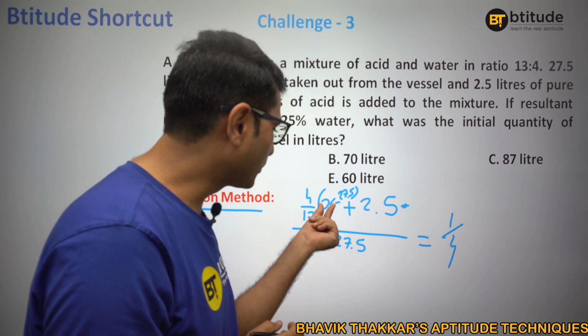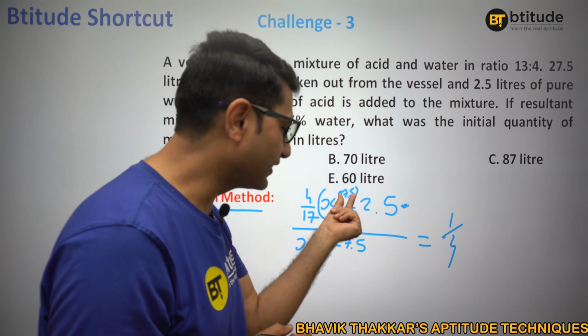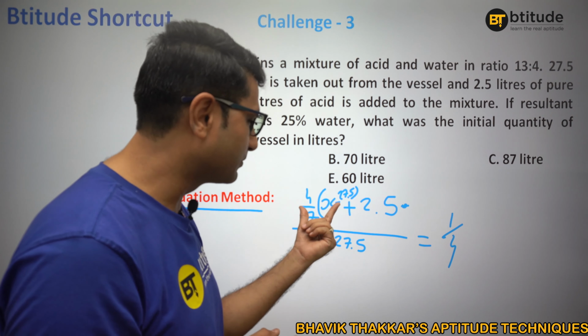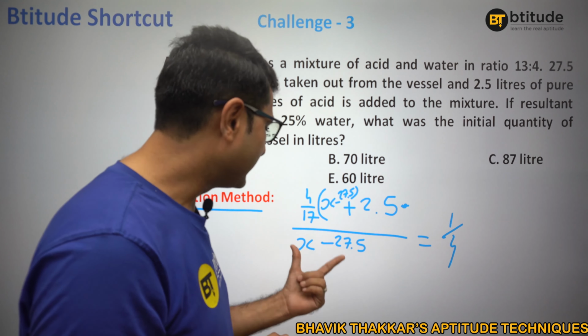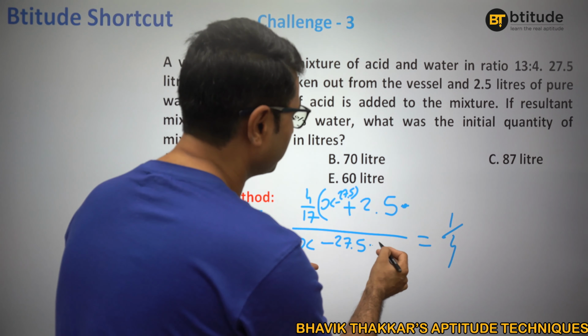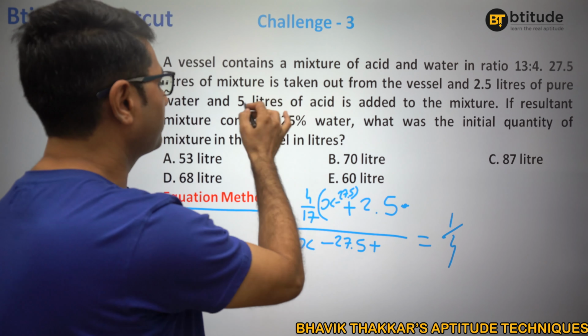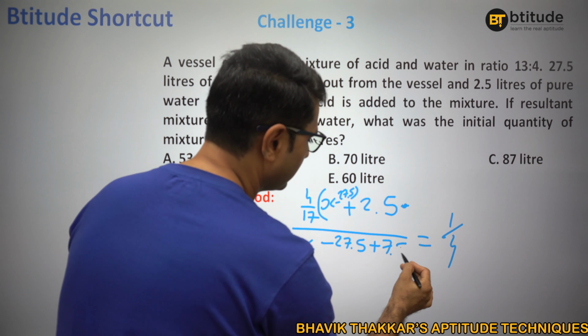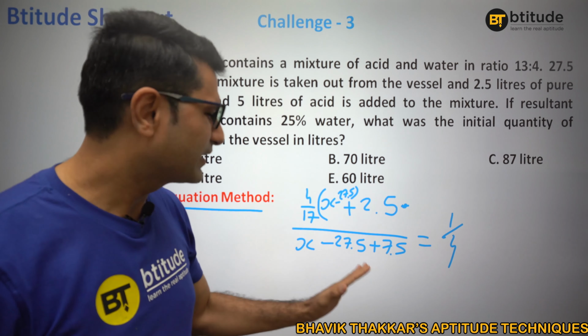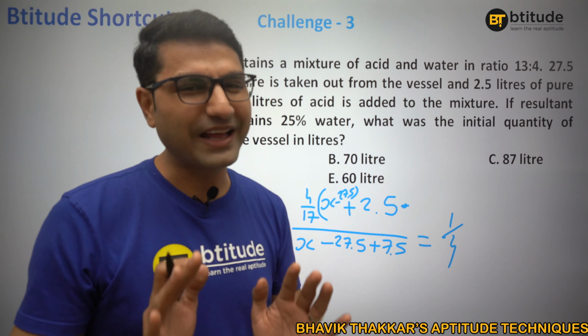So 4/17, because the total liters was X minus 27.5, because 4/17 is common for both of them. So water was this much plus 2.5, and now the total liters actually is X minus 27.5, but now you have added 2.5 plus 5, that is 7.5. So you can solve this, something like this. But of course, it's going to kill our time as well, right? It's not going to be that easy.